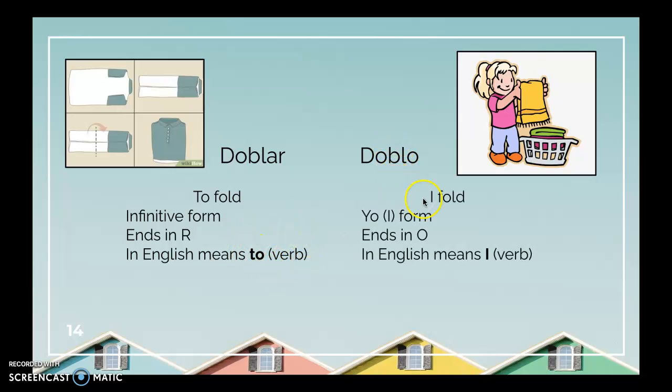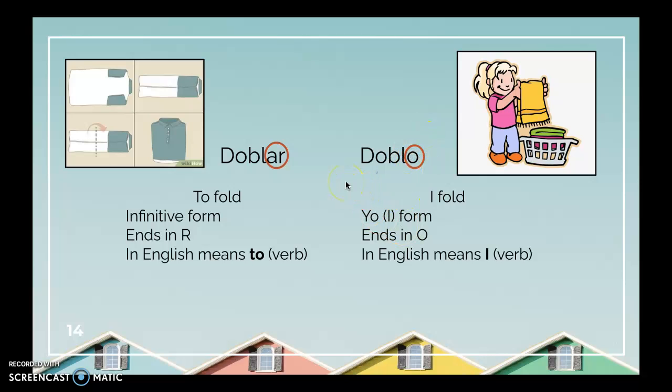Now over here, we have the yo form. Yo in Spanish means I, so it would translate to I fold, right? The thing about the yo form is that instead of ending in an R like the infinitive form, the yo forms end in an O. And in English, these yo forms mean I and then the verb: I eat, I talk. We'll be taking this AR off, and then putting an O in its place.